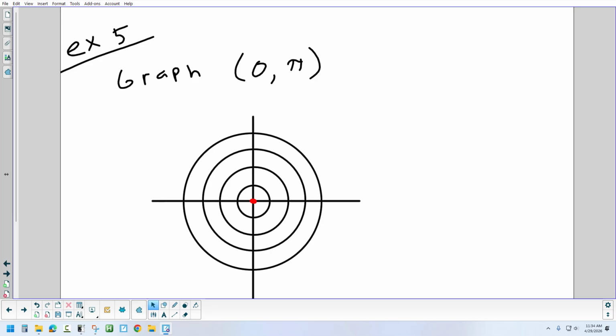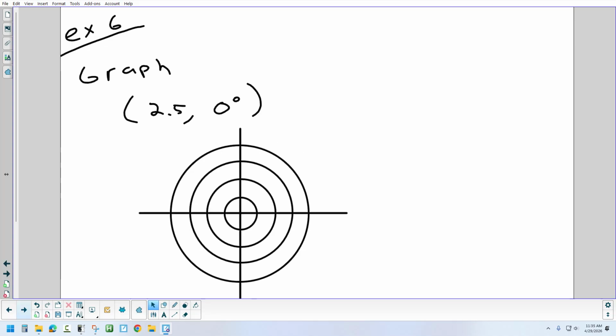All right, any question on that one? So the rotation doesn't matter. No matter how much you rotate, if the radius is 0, it stays at the pole. So 0 comma anything, it's always at the pole. How about we switch it and make it something comma 0. Is that going to be at the pole? No. Where's that going to be? Just 2.5 to the right, on the polar axis.